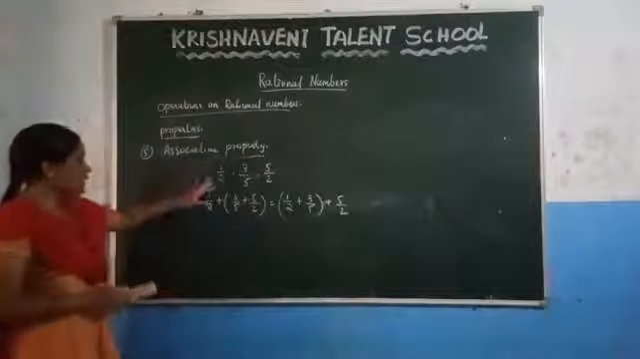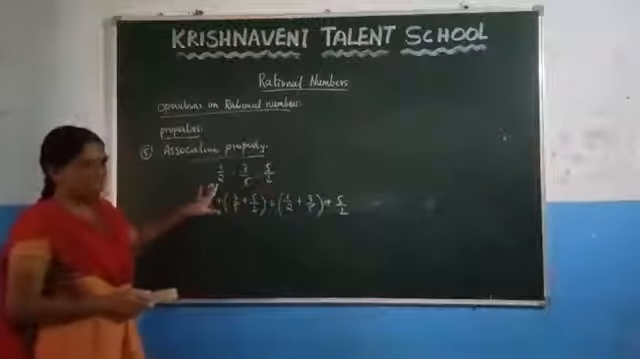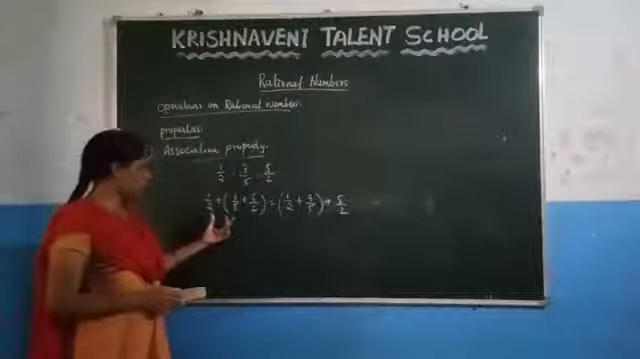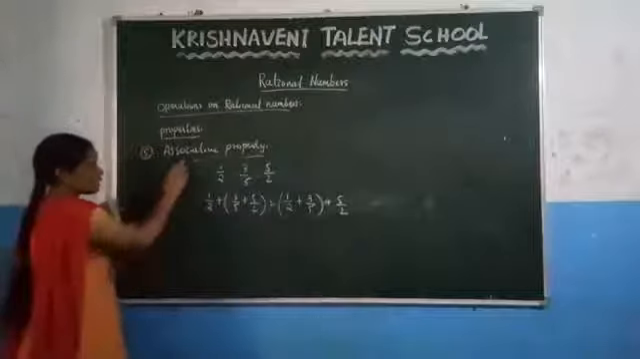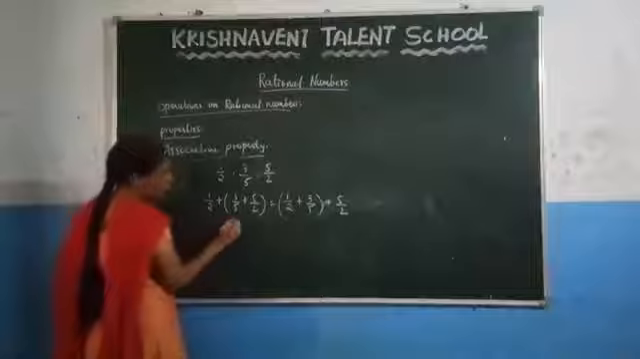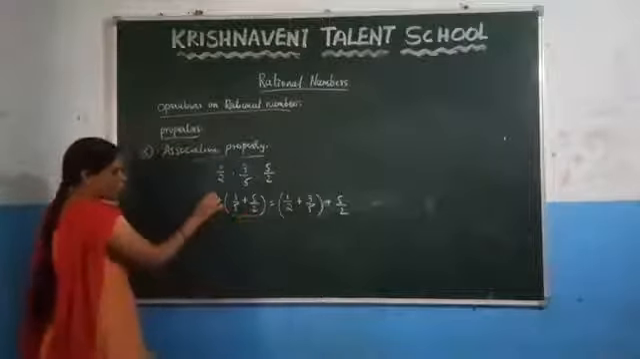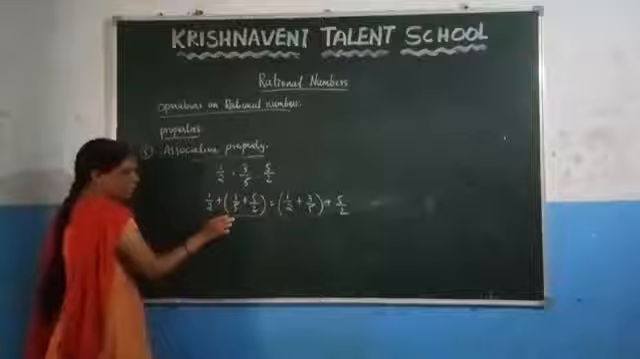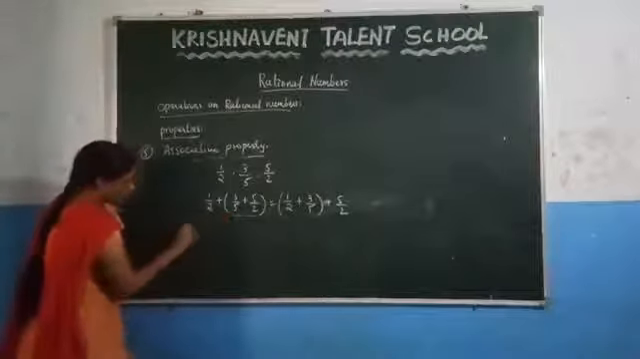If you consider the rational numbers 1 by 2, 3 by 5 and 5 by 2, you know that all these are rational numbers, and after this property we can say that the associative property holds good under rational numbers. What we have to do: first you add these two numbers, and after that you get one result. To that result you add 1 by 2. And now let us solve the LHS.